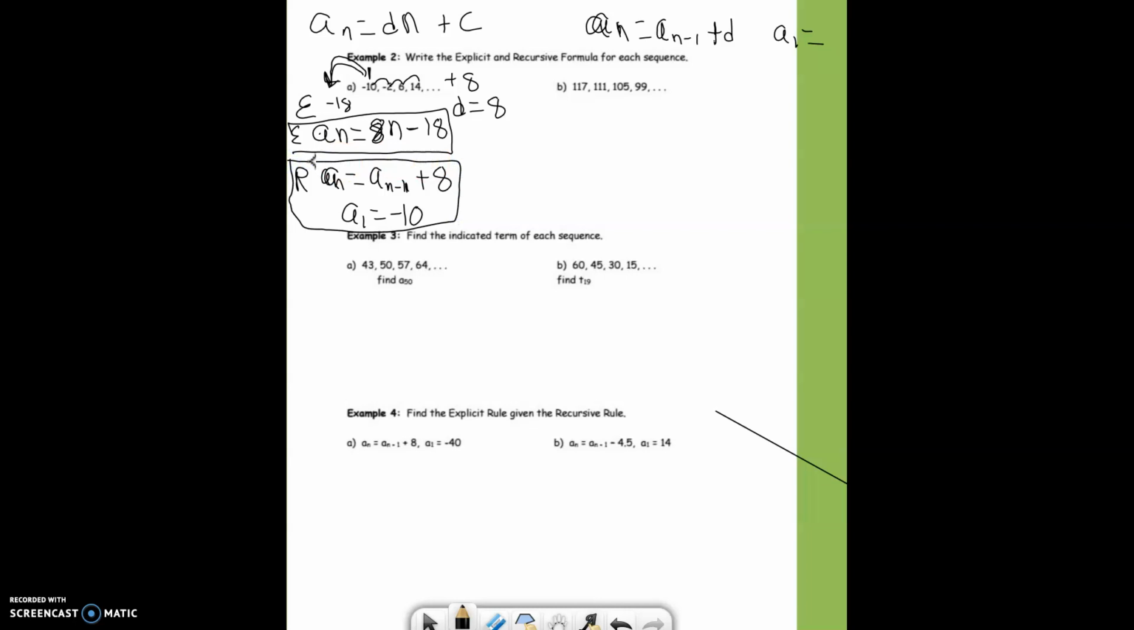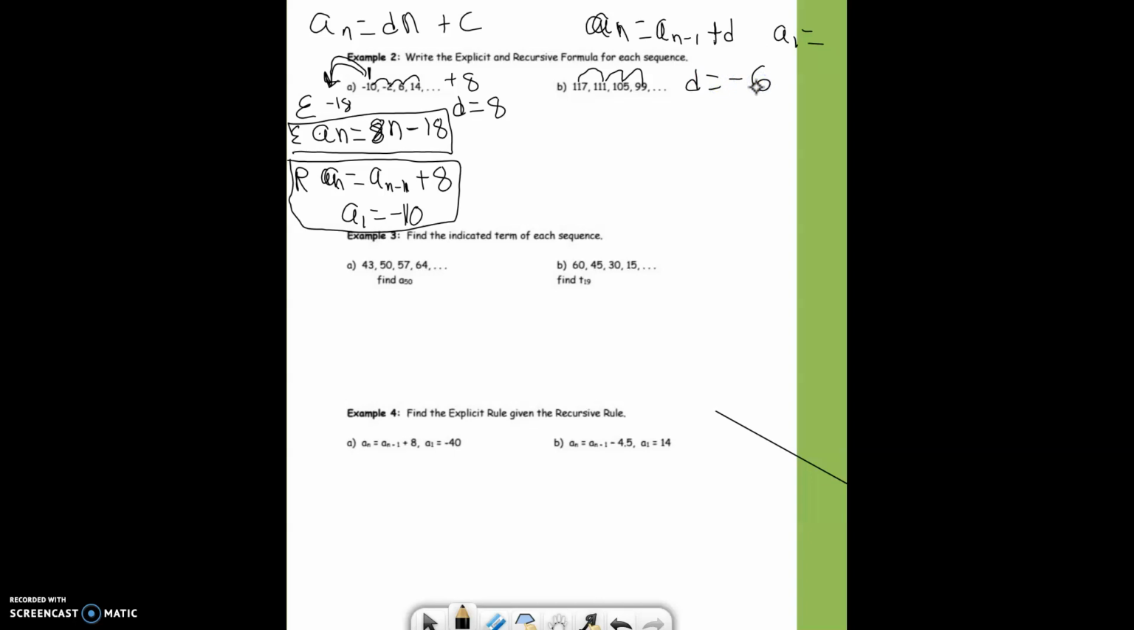Let's try the next one. So my first term's 117, 111, 105, 99. And I think quickly you can tell that the difference for this is going to be negative 6.